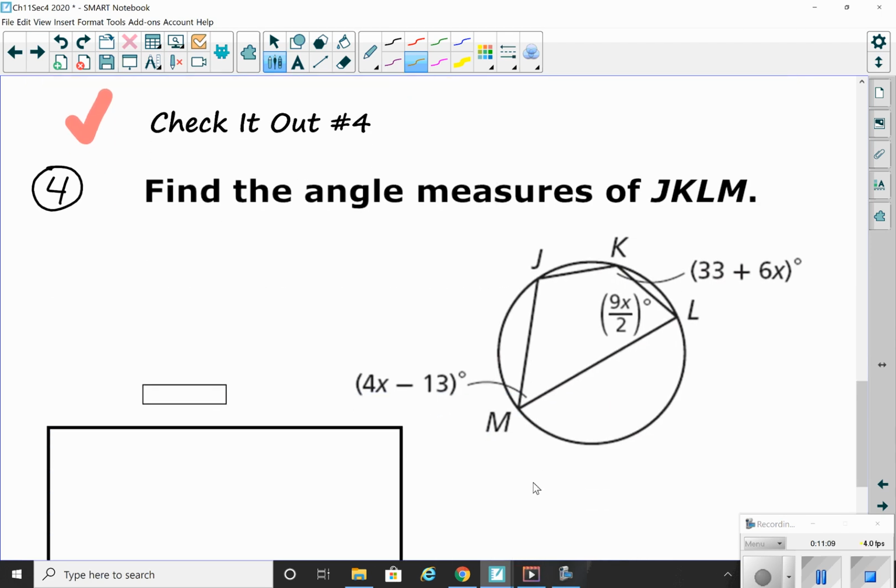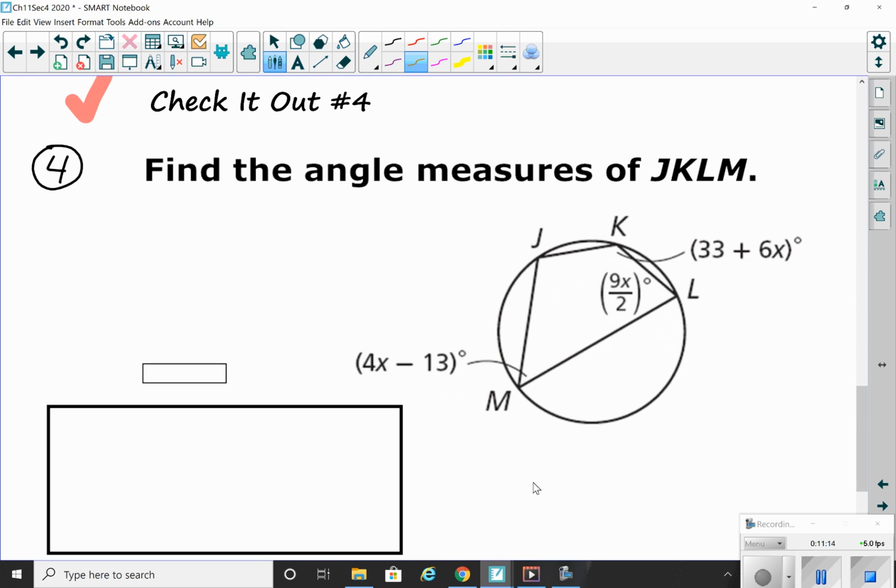Again, this Check It Out 4 is in your packet as well. It says find the angle measures of JKLM. So I can see that this quadrilateral JKLM is inscribed in this circle. I'm given expressions for K and for M, and those angles are across from each other. So we know they're going to be supplementary or add up to 180. So we can say 4x minus 13 plus 33 plus 6x is equal to 180. And then we can go ahead and use algebra to solve this equation.